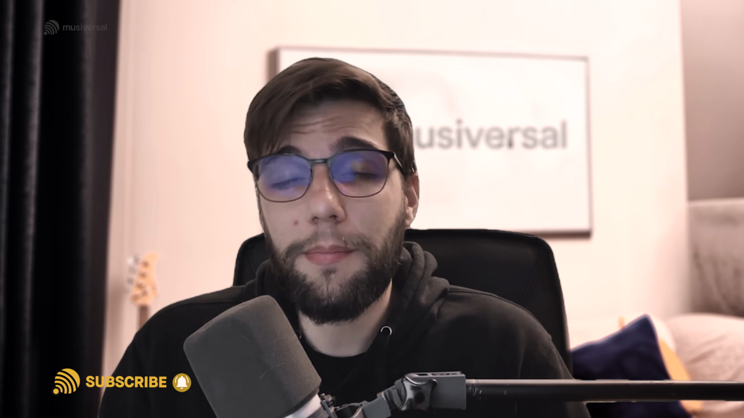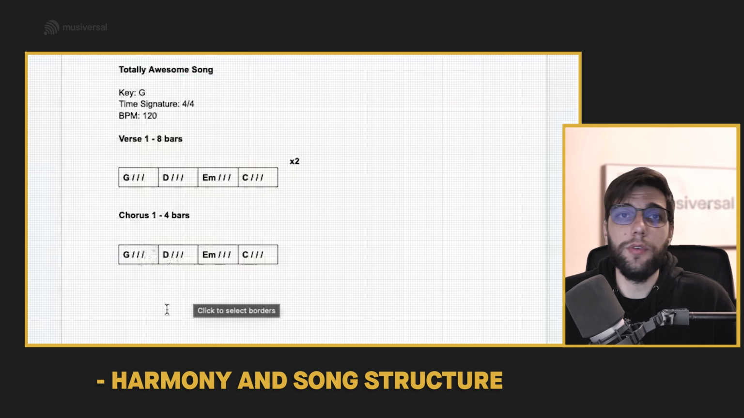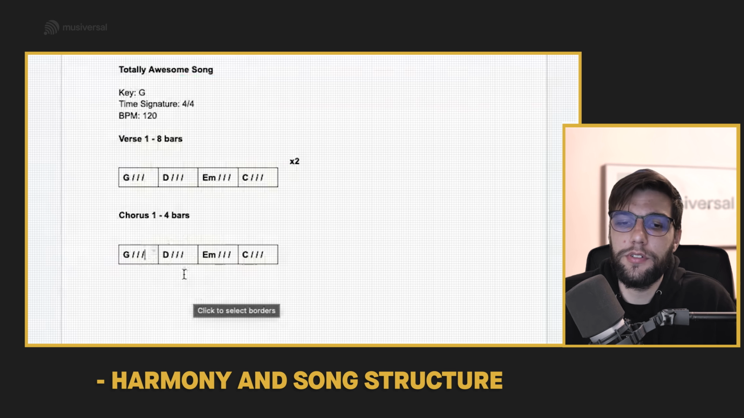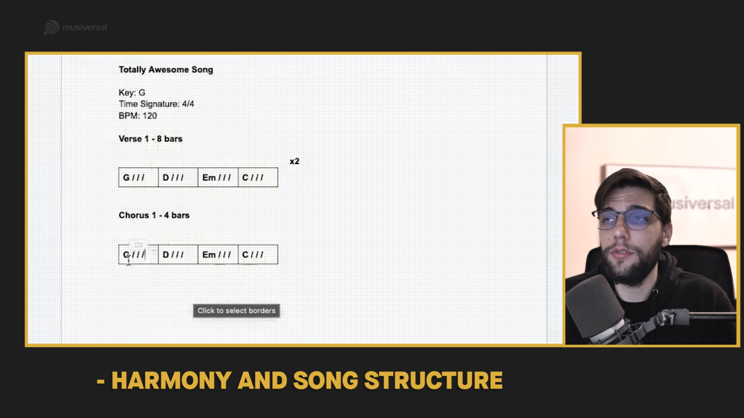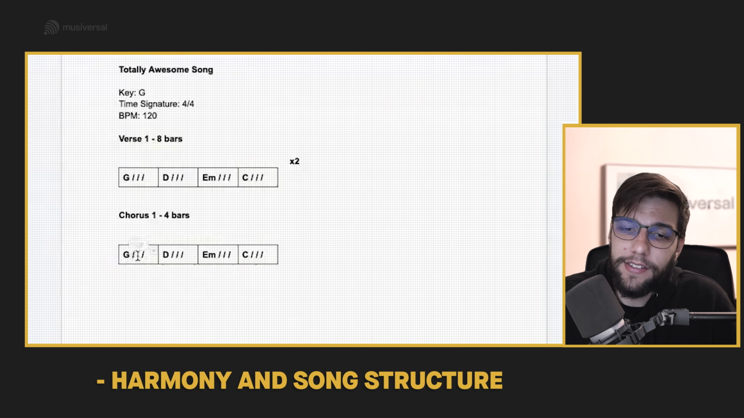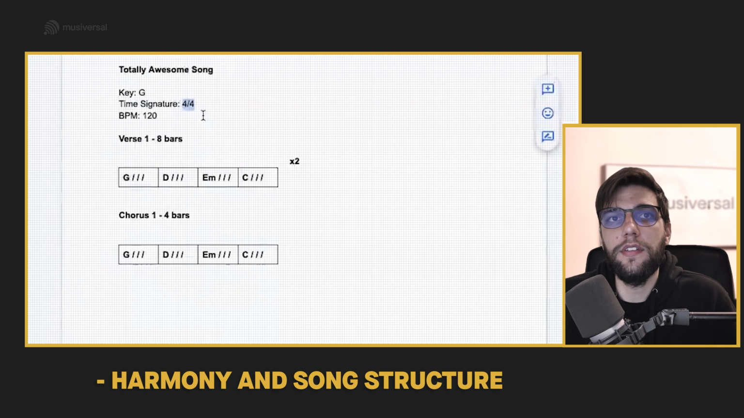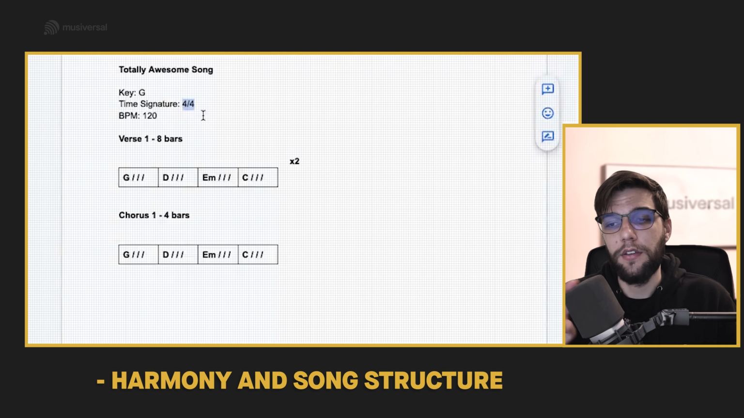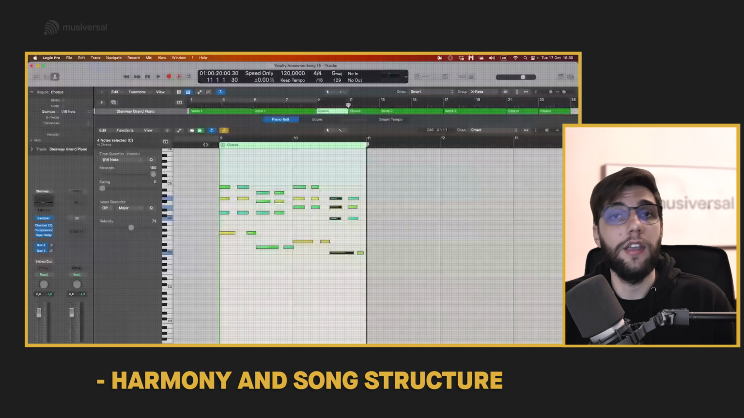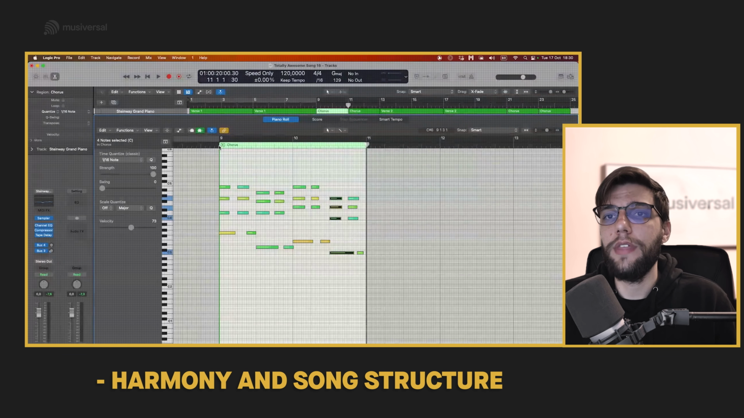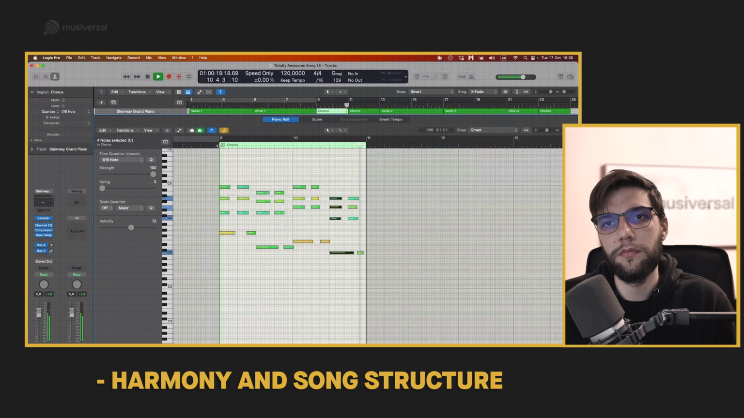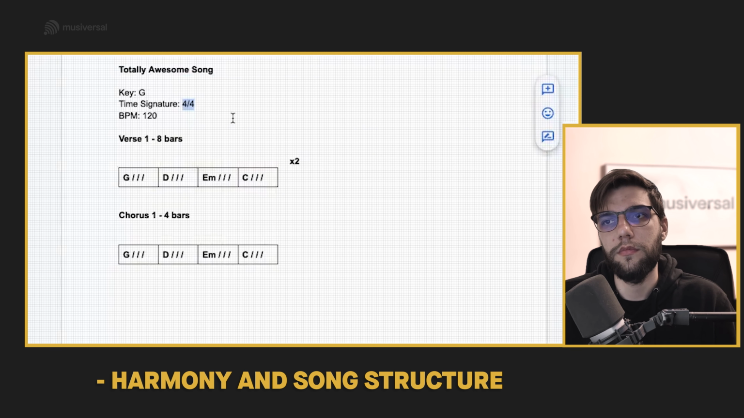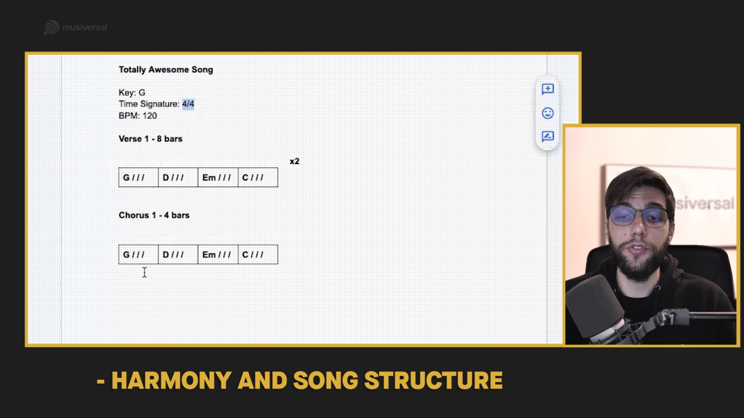So how am I going to signal that? Remember I put these slashes here and I was going to explain to you later why I'm doing that? Well, the reason is that each one of them represents a beat. Since this is a 4/4 time signature, I know that I have 4 beats in each bar. So I know that each chord here is playing for 2 beats.